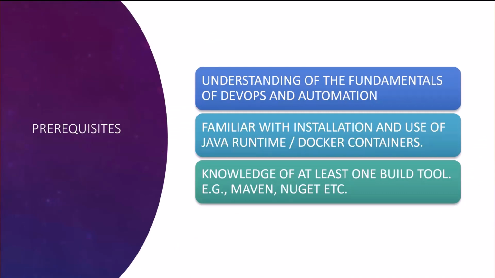Some prerequisites. Understanding of fundamentals of DevOps and automation is good to have. Familiarity with the installation and use of Java runtime or Docker containers is good to have. The reason is because Jenkins itself is a Java product. So if you want to directly run Jenkins on your machine, you need to have Java on your machine. And you need to have a compatible Java installation on your machine. Basically, Java is your Jenkins installation's dependency.